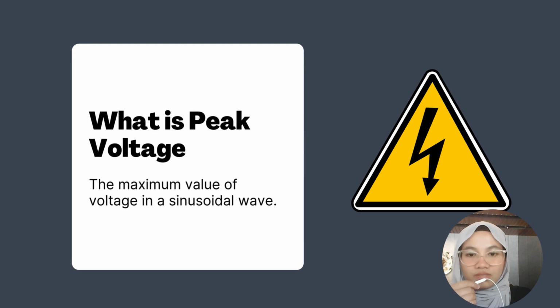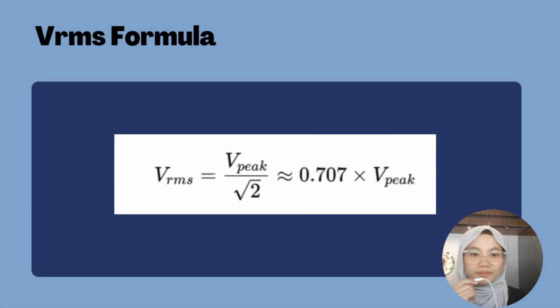Peak voltage is the maximum value of voltage in a sinusoidal wave. It is the height that the voltage reaches at its highest point in a single cycle. It is many times referred to as amplitude. This is the VRMS formula. This formula explains how to calculate the RMS voltage from the peak voltage in an AC, or alternating current, circuit.